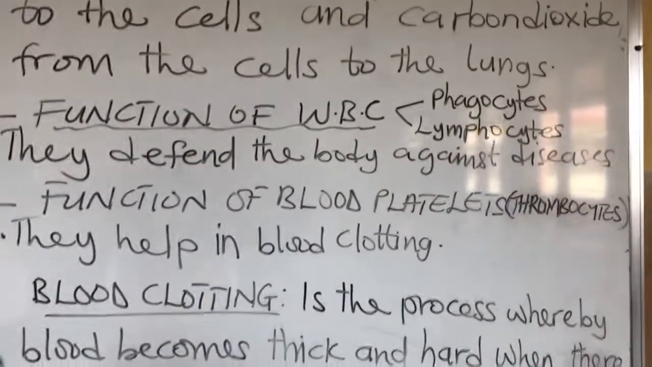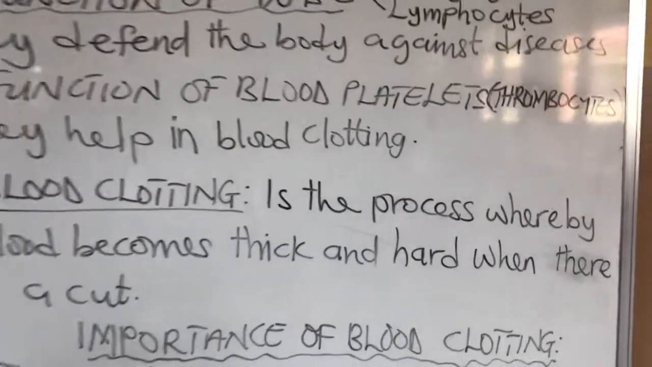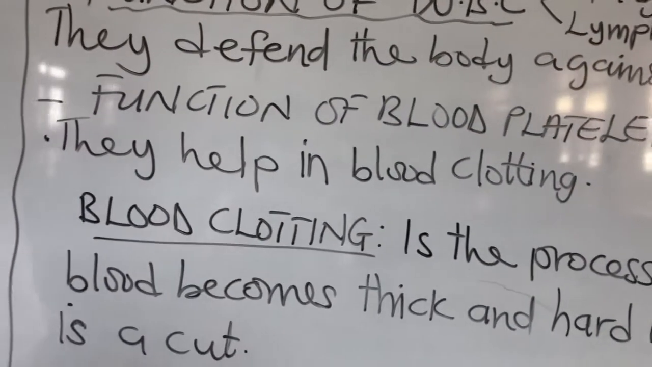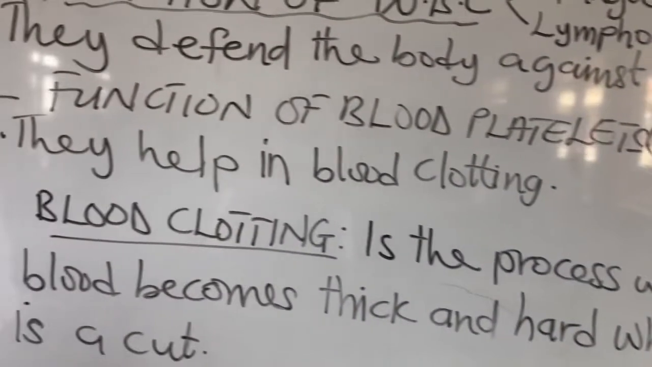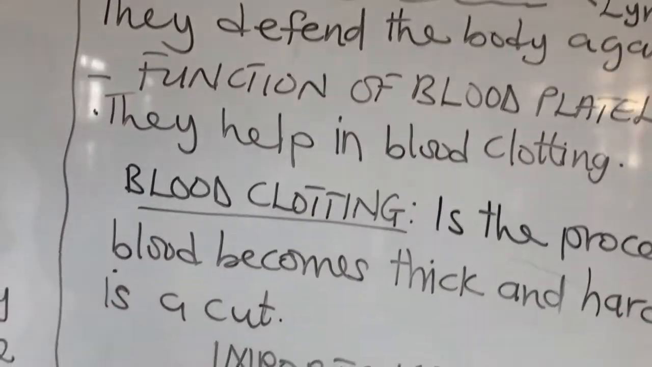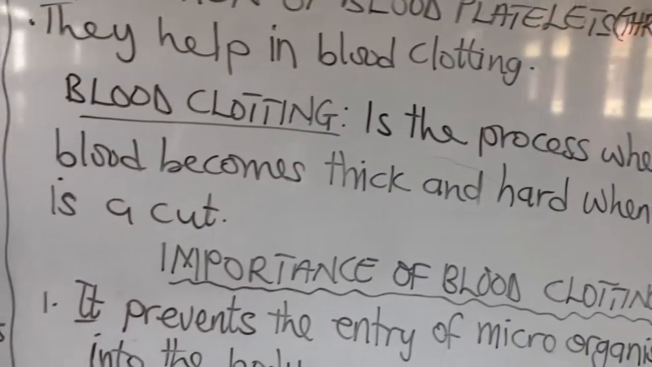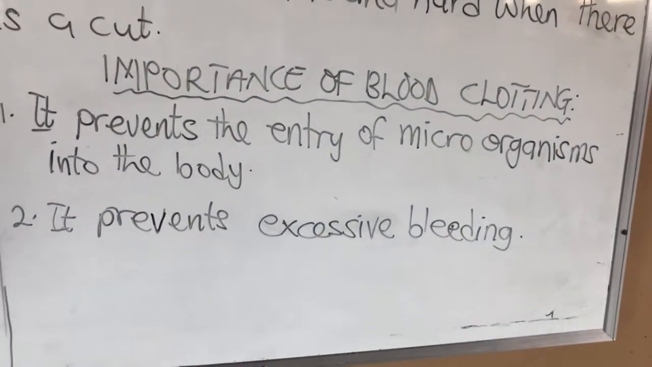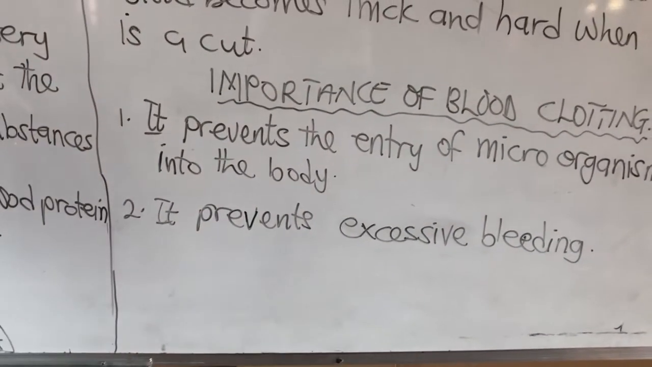We've also looked at the main function of the platelets, which is to help in blood clotting. And we've seen the meaning of blood clotting, which is the process whereby blood becomes thick and hard when there is a cut. We've also seen the importance of blood clotting. It prevents the entry of microorganisms into the body, and it also prevents excessive bleeding or flow of blood when there is a cut or fatal accident.